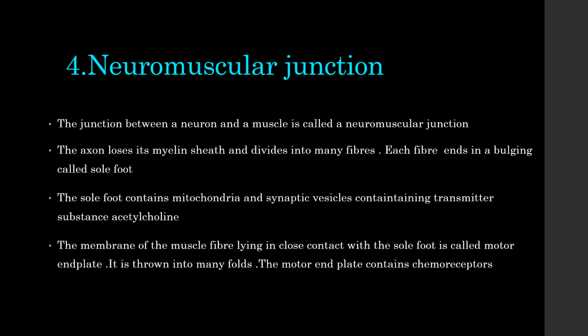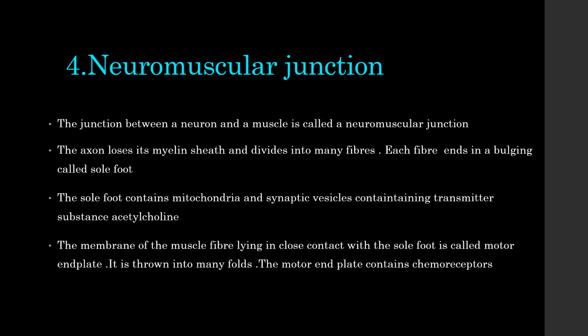And the last one is neuromuscular junction. Neuromuscular junction means an impulse transmission takes place between neuron and muscles. So there are two parts, one is the neuron, another is the muscles. During this neuromuscular junction, the axon loses its myelin sheath and divides into many fibers. Each fiber bulges to form a sole foot, and this sole foot contains many mitochondria and also vesicles.